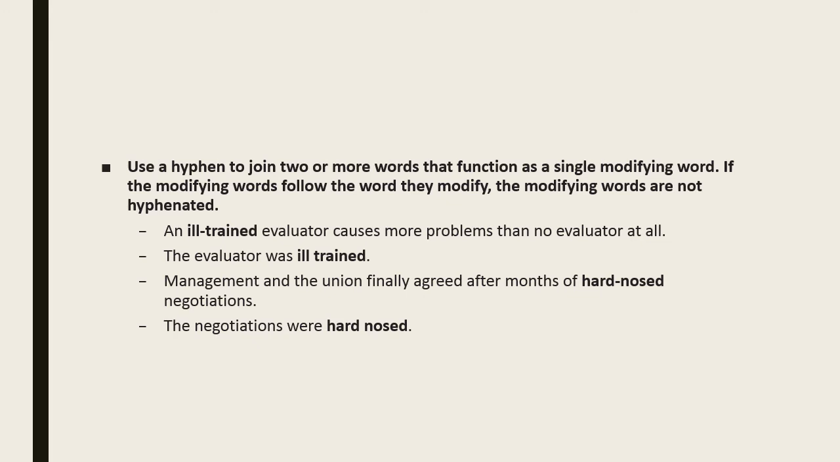But if the same adjective or modifying word, ill-trained, comes after the noun, as sometimes adjectives do come after the noun, after the verb, we do not hyphenate. So in an ill-trained evaluator, ill-trained is hyphenated. The evaluator was ill-trained. Now the modifier is coming after the noun, so it is not hyphenated. Management and the union finally agreed after months of hard-nosed negotiations. The negotiations were hard-nosed. So when words that function as a single modifying word follow the word they modify, they are not hyphenated.